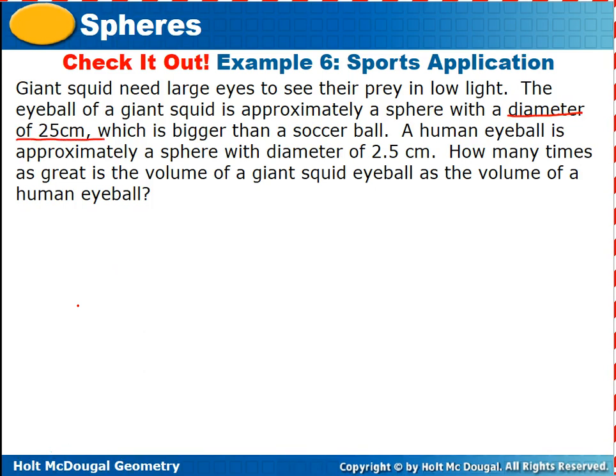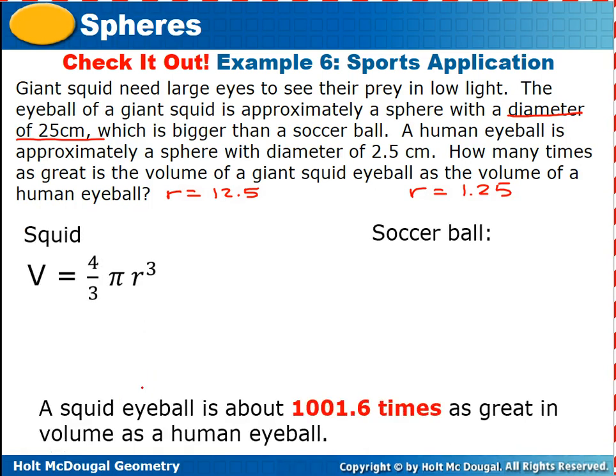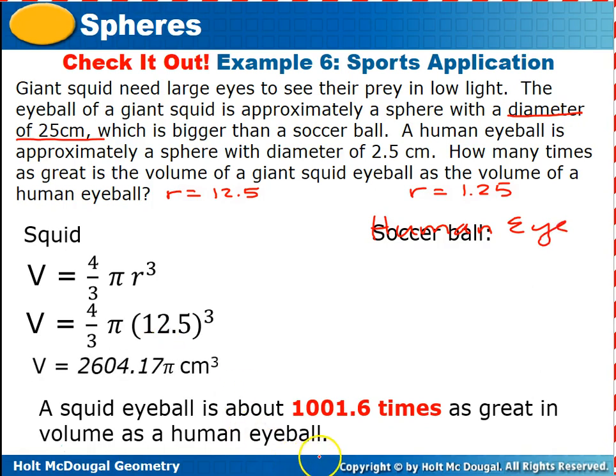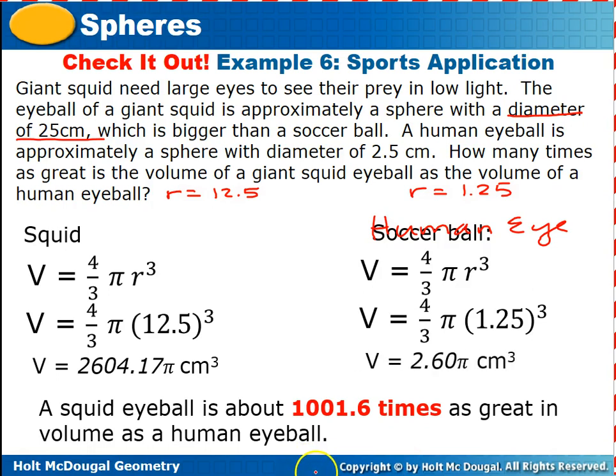Notice diameter here. So we have to divide that. For the squid, the radius is going to be 12.5 because we're going to divide 25. And then for the human eye, it's going to be 1.25. Again, we got to divide it by 2. So we're going to go ahead and plug these into the formula. The squid and the human eye. Okay. So the squid is 6,004.17 centimeters cubed. And the human eye is going to be 2.6.